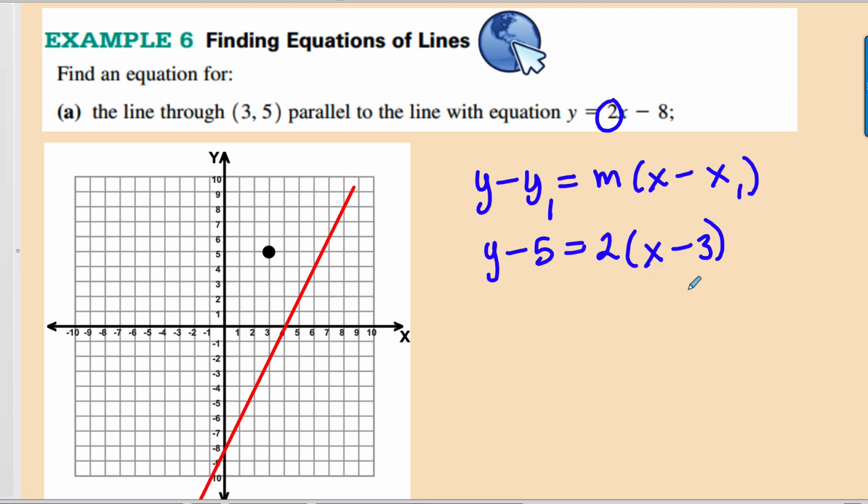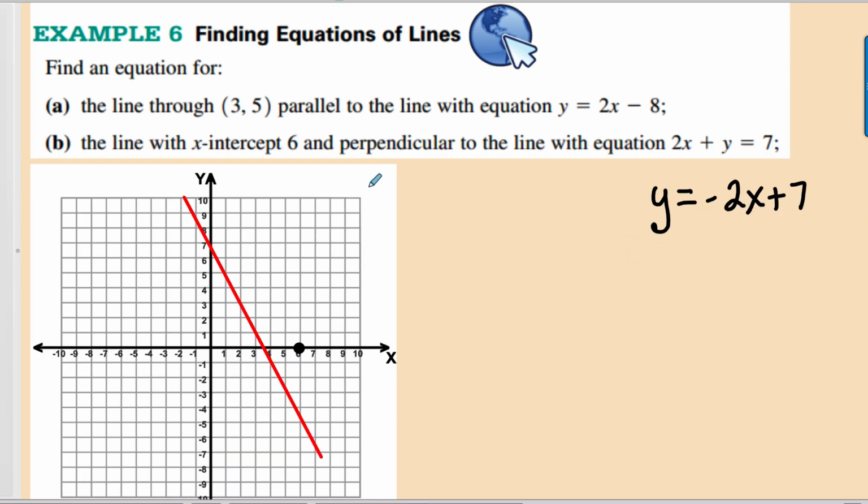It doesn't have to go in slope-intercept form. You can actually just start from this point 3, 5 and just go up 2 units over 2 units, up 2 units over 2 units, or down 2 units over, and then go ahead and draw our line. And we'll find that that will represent a parallel line.